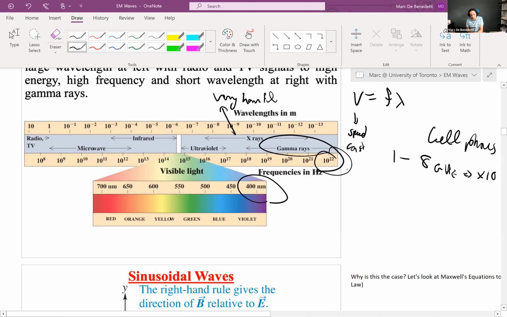And the frequency range there is 10 to the 20 or higher, really, is what we're looking at. And the wavelength is quite small. 10 to the minus 13 is quite small. So you see here, as you're going up in frequency, as you're going across the electromagnetic spectrum, you are getting smaller wavelength and larger frequencies.